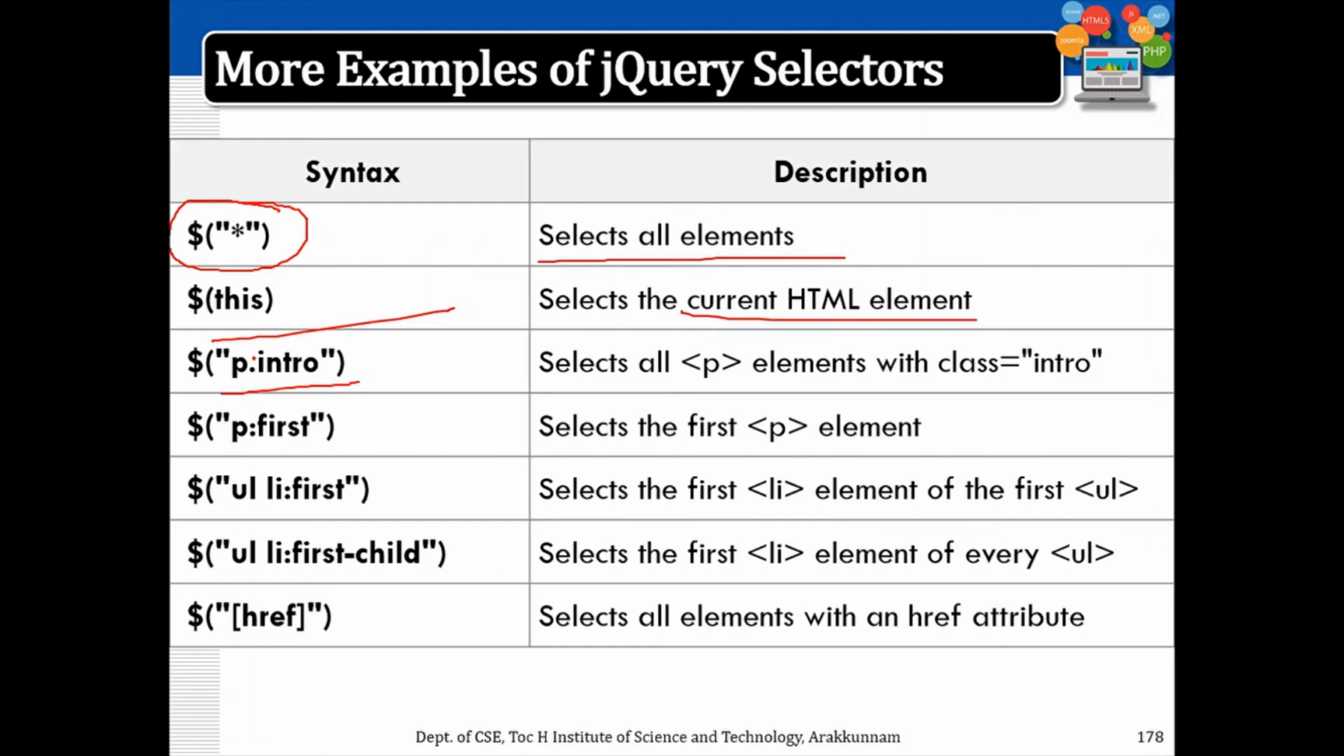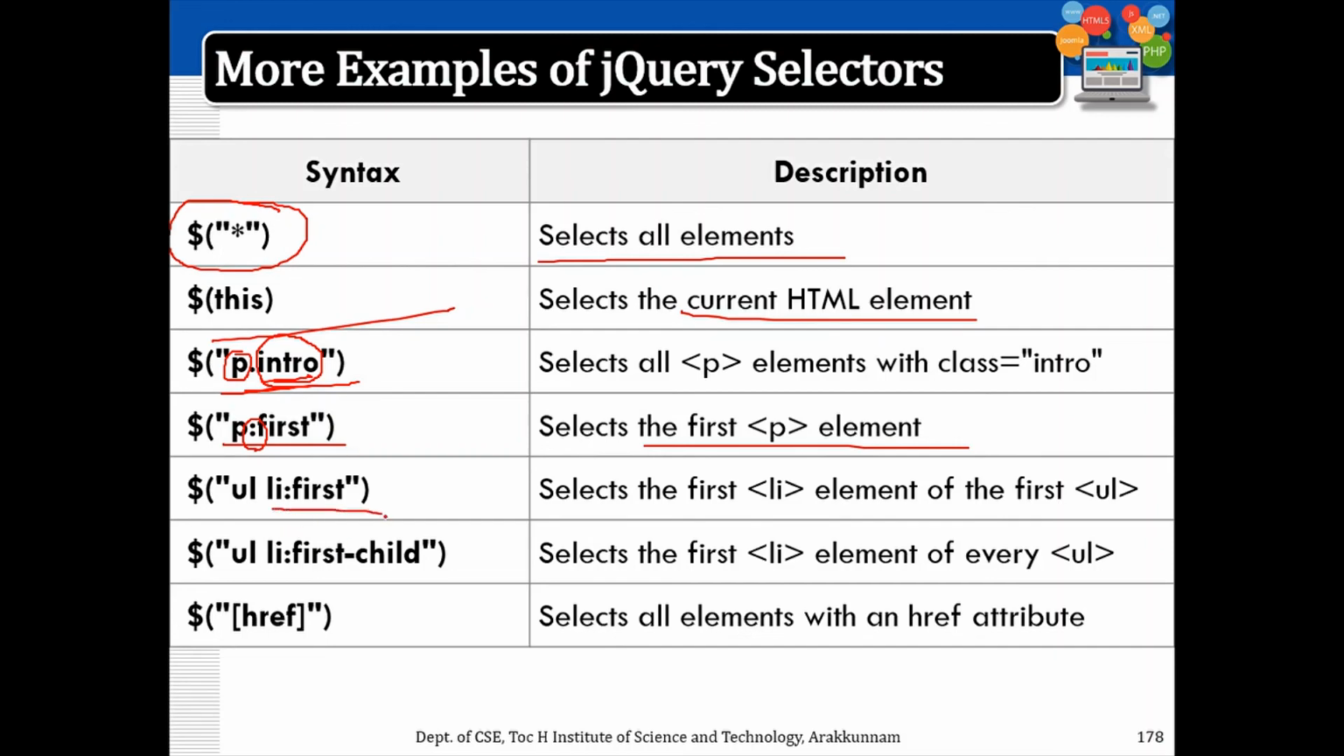p.intro, these are all syntax which are similar to our CSS selector forms. P dot, the dot is used with a class name, so all the P elements with the class name intro, that is meant by this. Then p:first. Colon is used to select the first P element. So here it will select the first paragraph element.